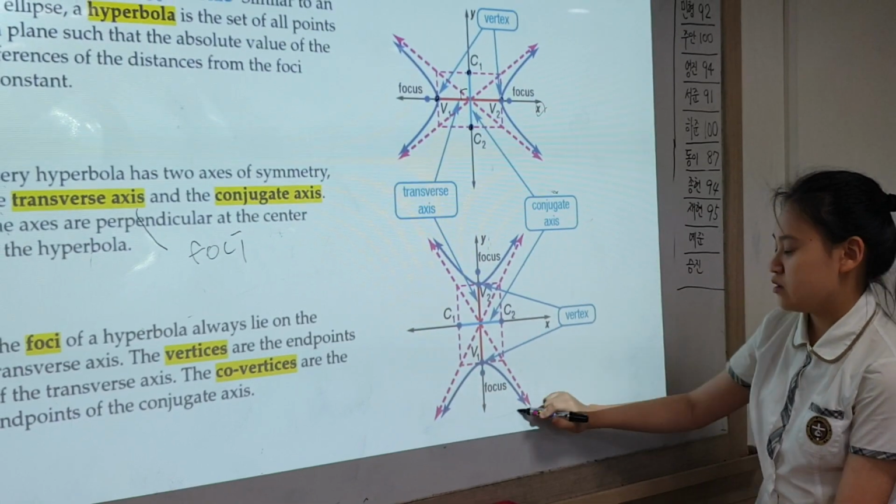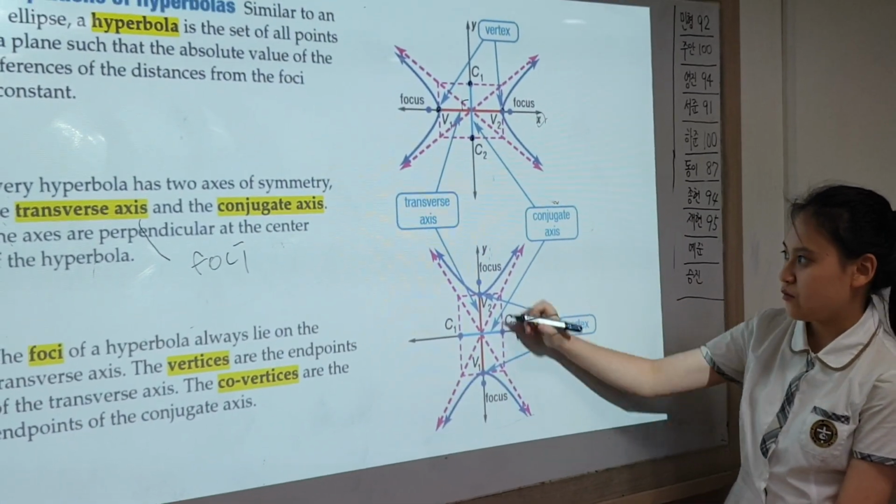So let's try with this one. Here the foci lie on the y-axis.